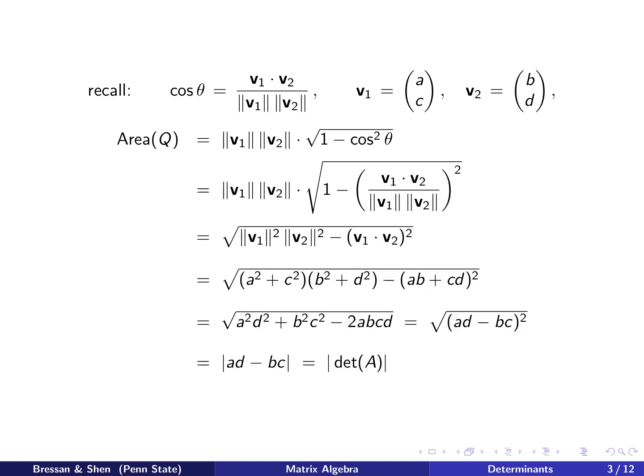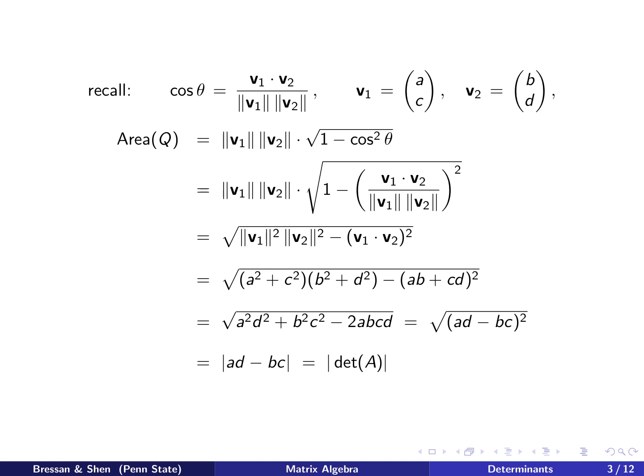We also know that V1 and V2 take this expression, so we can plug it in. The norm of V1 squared would be a squared plus c squared here. And then the norm of V2 squared will be b squared plus d squared, which we put here. And then the inner product of that would be a times b plus c times d, which we put here, and squared. And the rest is just algebraic manipulation.